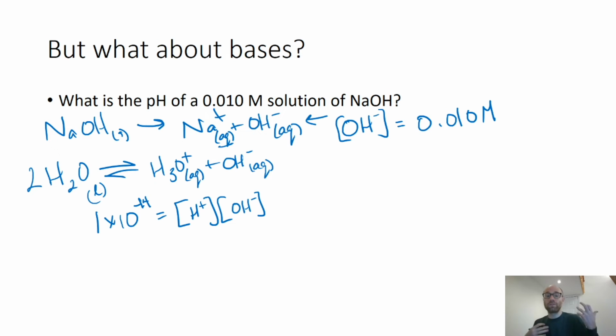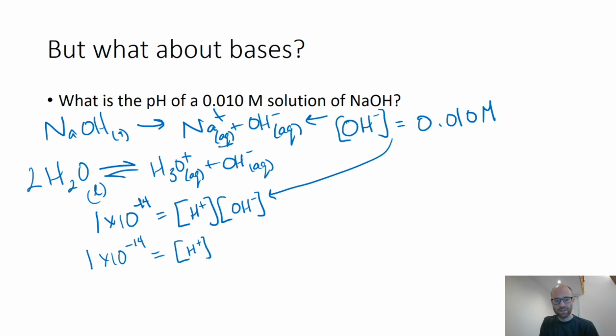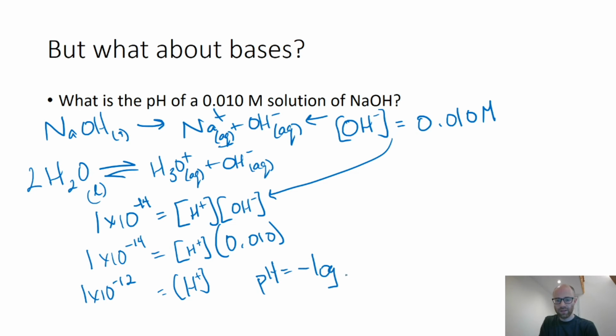Now we said before for pure water, H plus and OH minus are equal because of stoichiometry. Here, it's not pure water. There's a lot more hydroxide. We now know that not only are they not equal, we know what one of them is. 1 times 10 to the minus 14th equals H plus times 0.010. H plus is equal to 1 times 10 to the negative 12th. Plug that into your calculator. pH equals the negative log of 1 times 10 to the negative 12th, which is equal to 12.